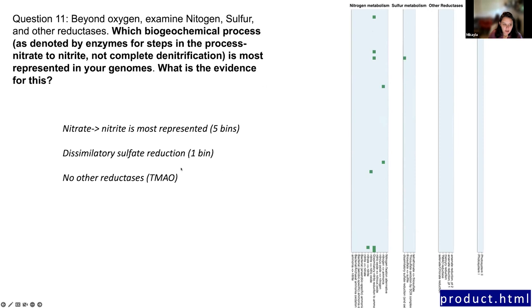Then we see dissimilatory sulfate reduction in one genome, that's shown here. And then we don't see reductases for other types of metabolisms. This does include something like TMAO, which might be relevant in the gut.